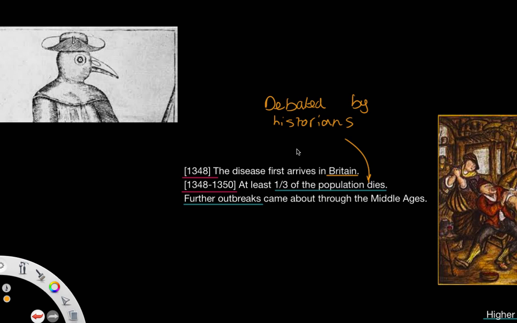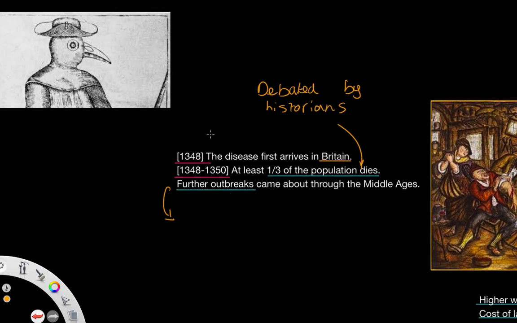Okay, and there were further outbreaks that came about through the Middle Ages, but nowhere near in terms of the same intensity as this period here. These couple of years in which the Black Death killed around 1/3 of the population. Not the population of Britain, we're looking at Britain here specifically, but the population of all of Europe, about 1/3 of them died. Okay, so further outbreaks, but not as significant. Still significant, however, not as significant and as well known as what we see as the Black Death today.